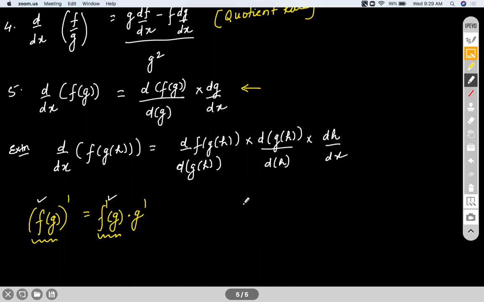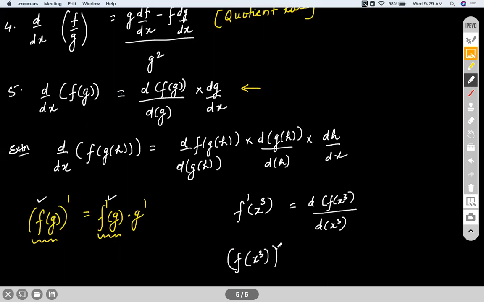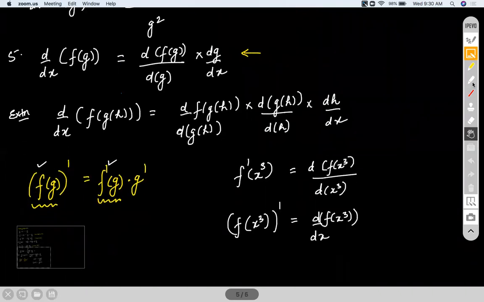Let me ask this question. What do you understand by f dash x cube? You're differentiating x cube with respect to x. No. We are differentiating f of x cube with respect to x cube. This is the meaning of this. But if I write f of x cube whole dash, what does this mean? d by dx of f of x cube. Getting my point? Okay, so don't get confused. There are different notations.